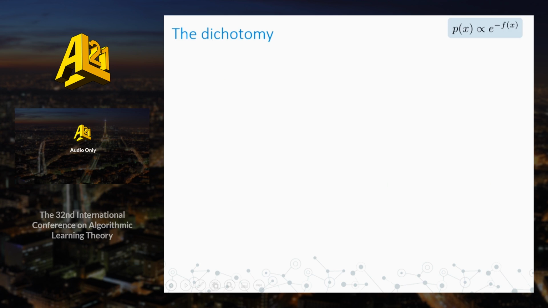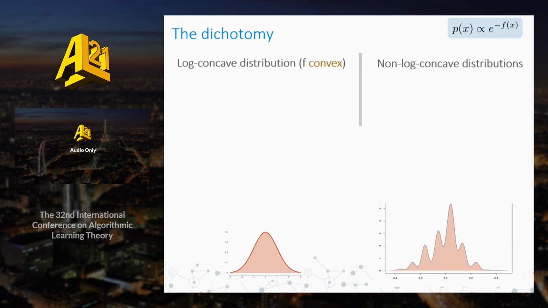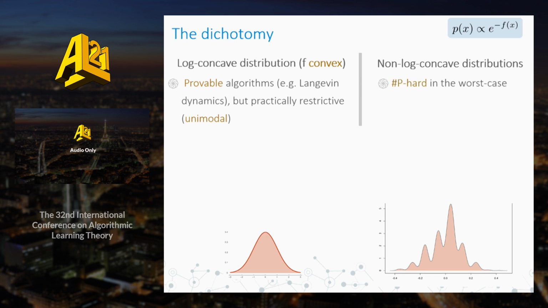This problem exhibits a natural dichotomy, depending on whether the function f is convex or not. When the function is convex, these are called log-concave distributions, and we have provably efficient algorithms. So one canonical algorithm is the so-called Langevin dynamics, which is a kind of analog of gradient descent for optimization. But as a modeling assumption, this is practically restrictive because the distributions are unimodal.